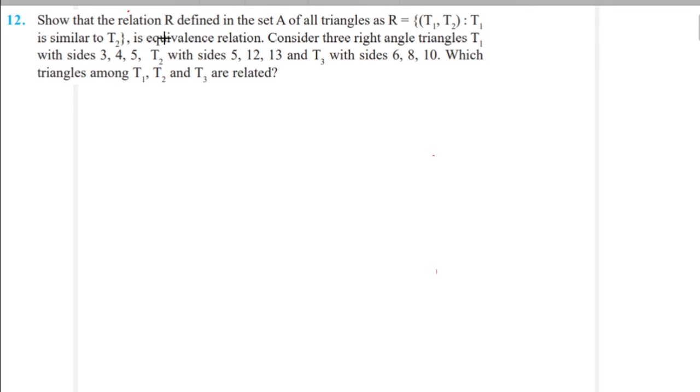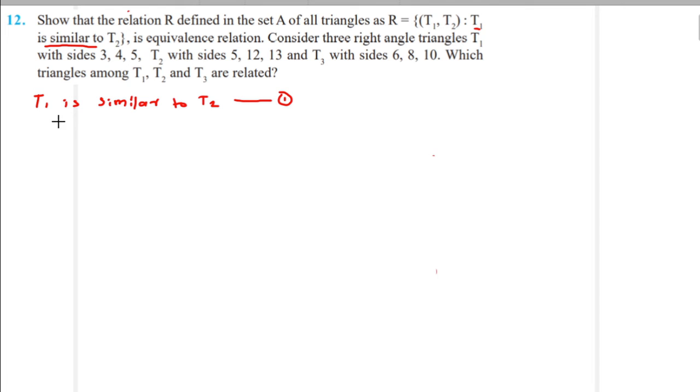So for the first part, what is the relation? The relation is T1 is similar to T2. So you take this statement first, that T1 is similar to T2. This is the first statement. You make it number one. Then we have to show this is an equivalence relation. First we check that this relation R is reflexive, symmetric and transitive.